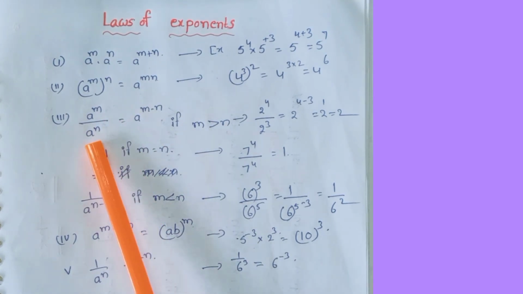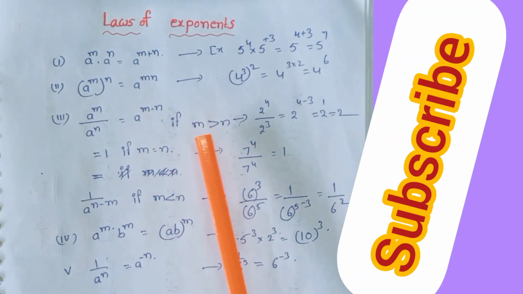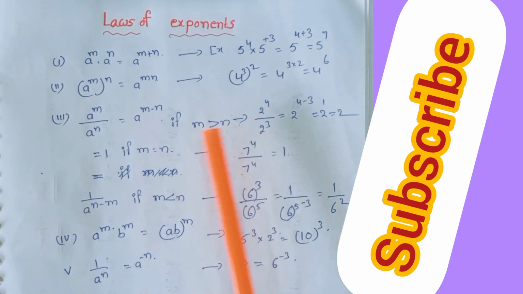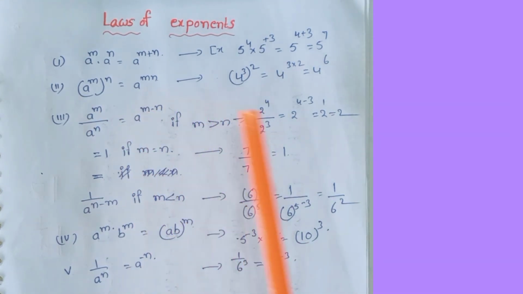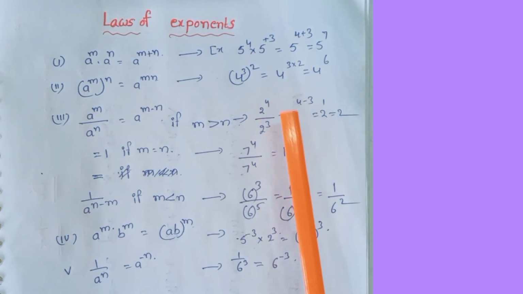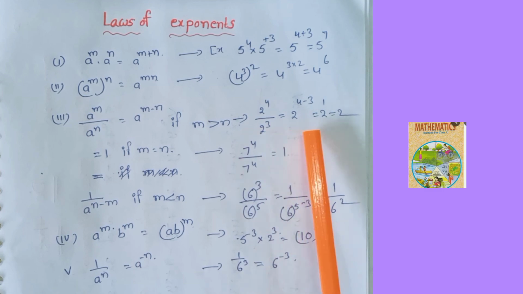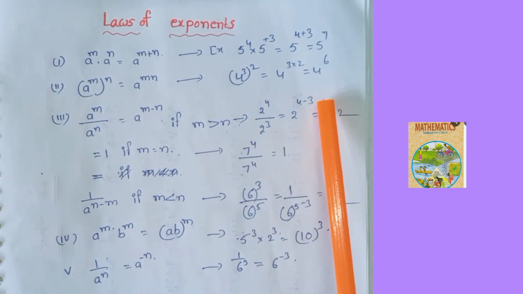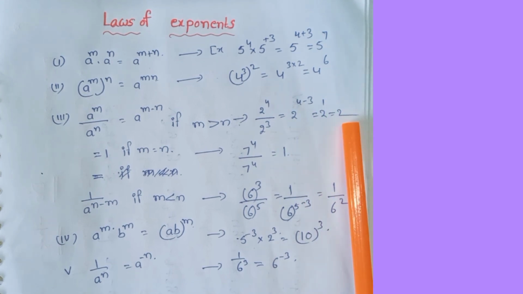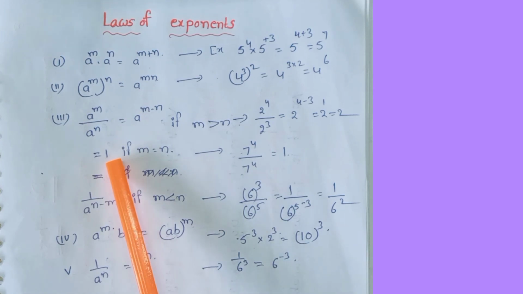a^m by a^n is equal to a^(m-n), if m is greater than n. Here, 2^4 by 2^3. Base is equal, then divide: 2^(4-3). 4 minus 3 is 1. 2^1. 2^1 means 2. If m is equal to n, the answer is 1.